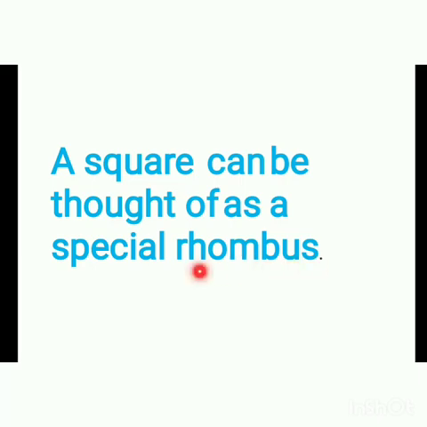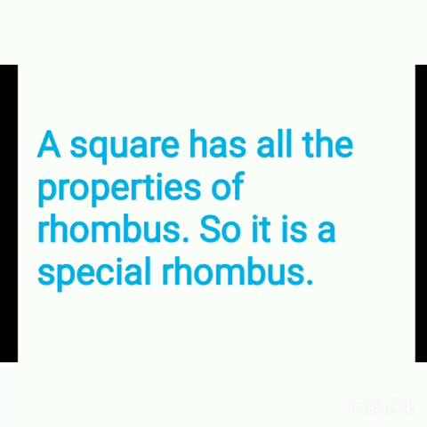But a rhombus cannot be said to be a square, because only when that rhombus has all the angles 90 degree. In a square, we know all the angles are 90 degree. But in a rhombus, it's not compulsory that all the angles should be 90 degree. So a square can be a special rhombus. Okay. Next question. So what is the answer? A square has all the properties of a rhombus, so it is a special rhombus. So we can consider a square as a special rhombus.